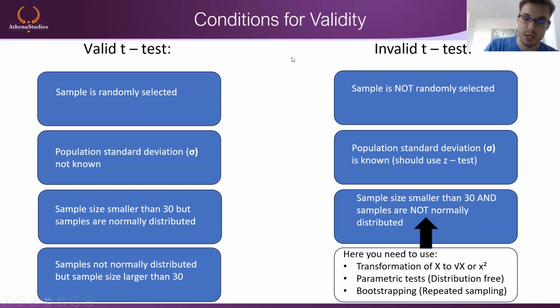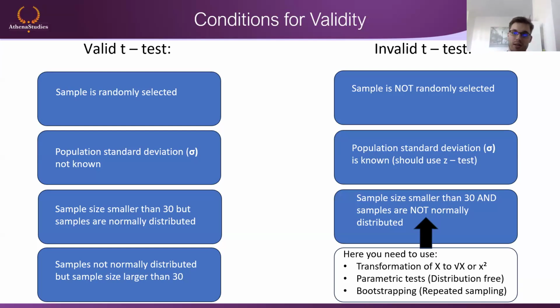Okay, so here are some assumptions and conditions for the validity of a t-test. Your sample has to be randomly selected, your population standard deviation has to be unknown, and your sample size has to be either smaller than 30 but we know that the sample is normally distributed, or the sample is not normally distributed but it is larger than 30. So all of these case scenarios basically constitute a valid t-test.